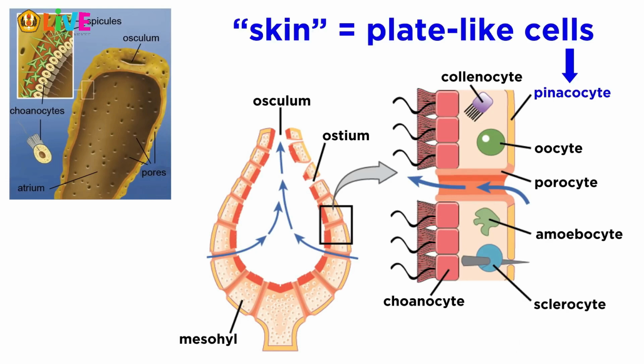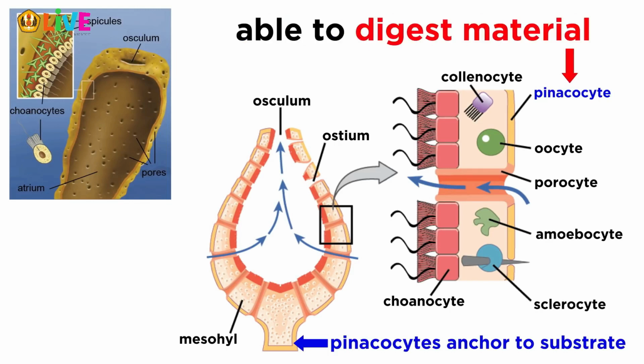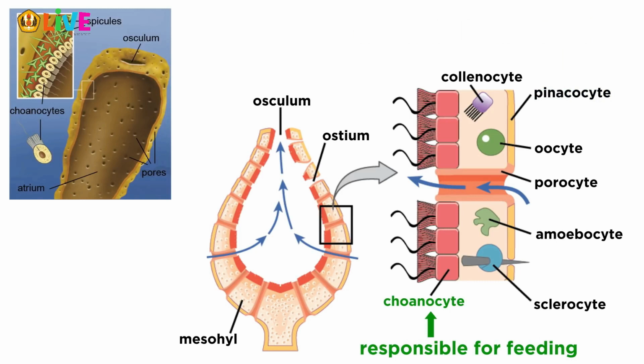The outer layer of a sponge is covered in a single layer of external skin, composed of flat plate-like cells called pinacocytes. Pinacocytes at the base of the animal also anchor it to its substrate, the thing it is stuck to, while those that form its skin can serve not only to protect it, but also to digest organic material. However, the cells most responsible for feeding are choanocytes. These are cylindrical cells with a single flagellum.